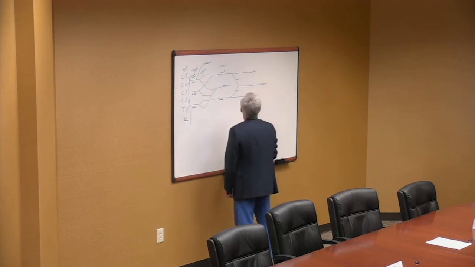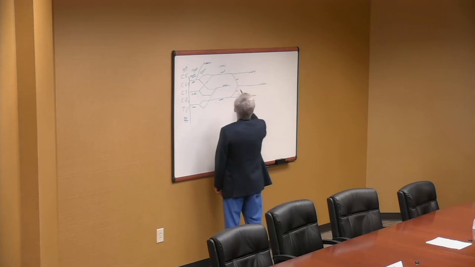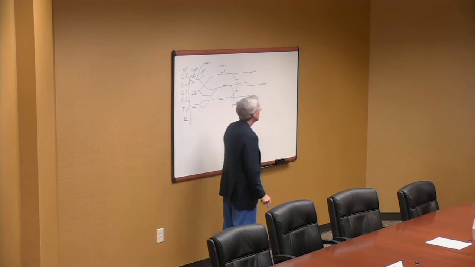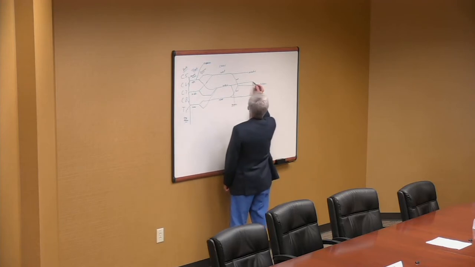All right. The posterior cord, what does it do? We just talked about one. Axillary. What does the axillary go to? Deltoid and? Teres minor. All right. And it continues on as what? Radial. Got it.